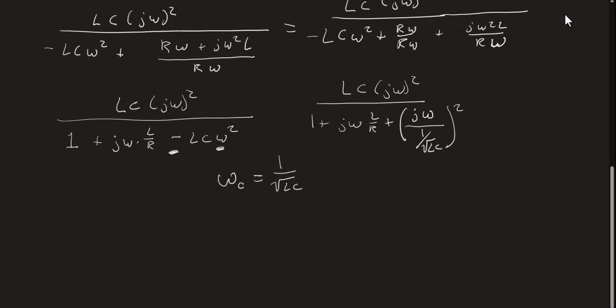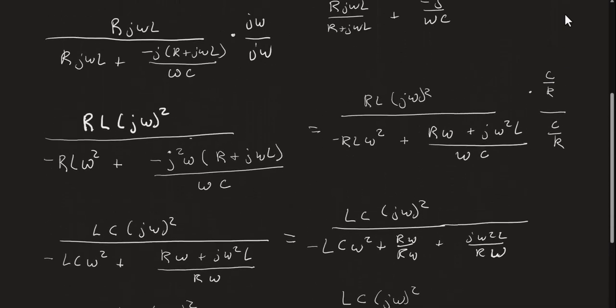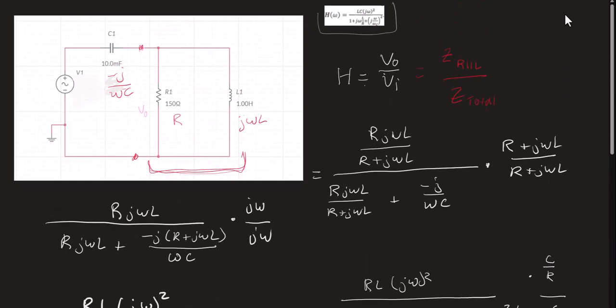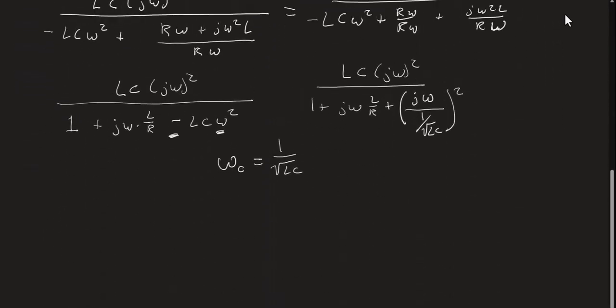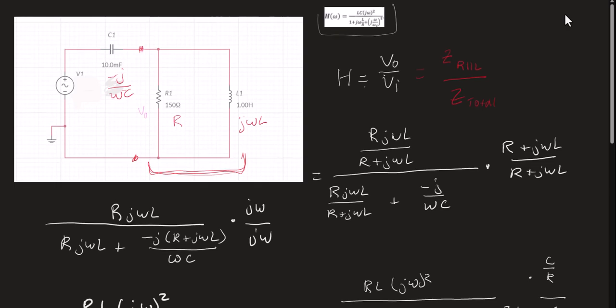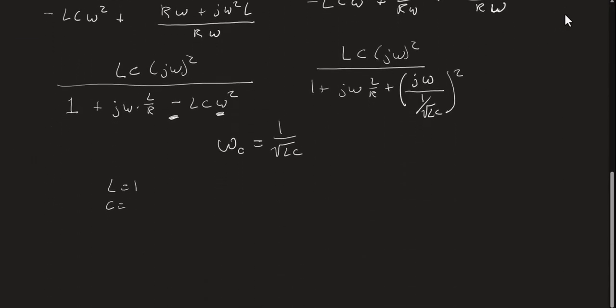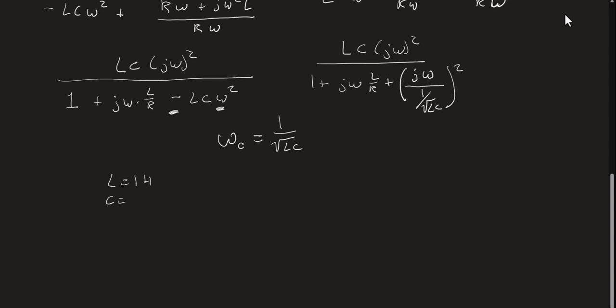Okay, so now we can plug our numbers in, and we had that L is 1 Henry, C is 10 millifarads, R is 150 ohms. So 10 millifarads is 0.01 farads. Yeah, that was 1 Henry.